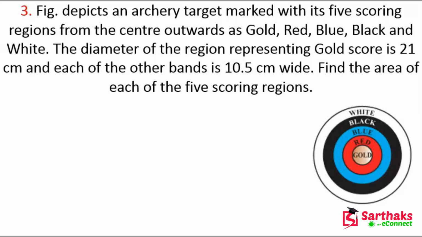So the next question is: this figure depicts an archery target marked with its 5 scoring regions from the center outwards as gold, red, blue, black and white. The diameter of the gold region is 21 centimeter and each of the other bands is 10.5 centimeter wide. Find the area of each of the 5 scoring regions.